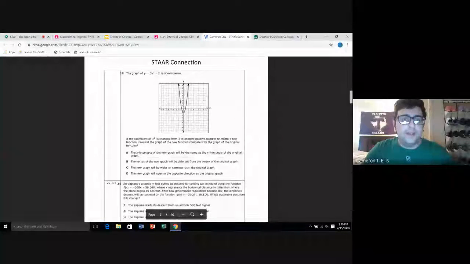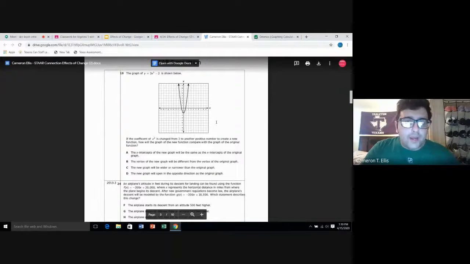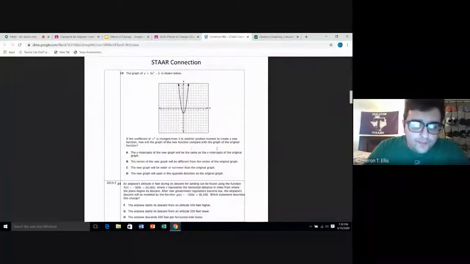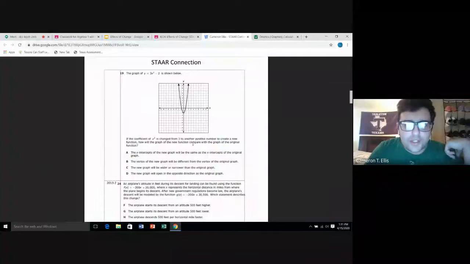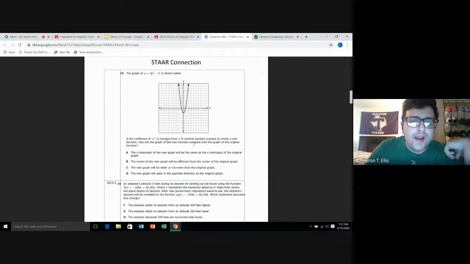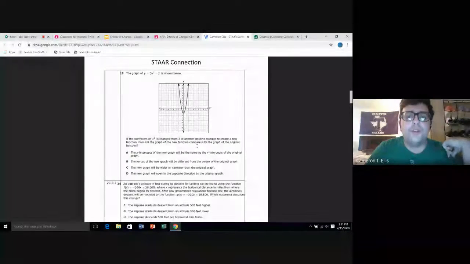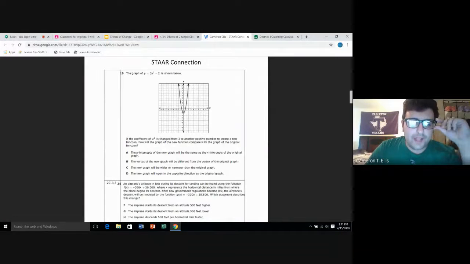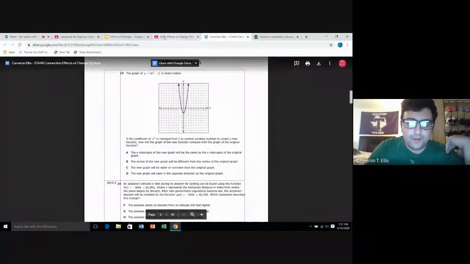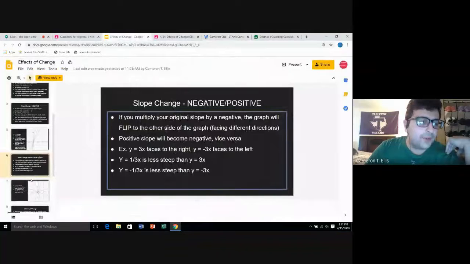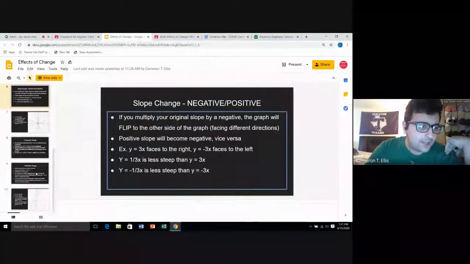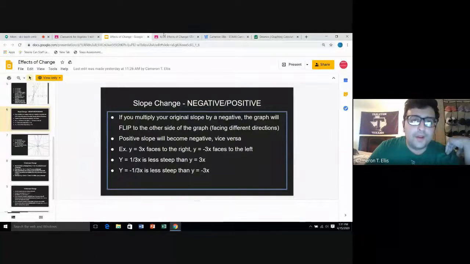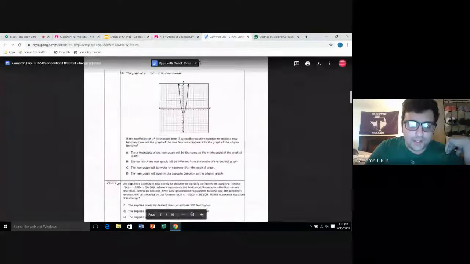Okay, 19. The graph of y equals 3x squared minus 2 is shown below. If the coefficient of x squared is changed from 3 to another positive number to create a new function, how will the graph of the new function compare with the graph of the original function? They give us a lot of options here, right? But let's just go to our slides, because you can figure out a lot if you just look at our slides and figure out what they are actually asking us here, right?